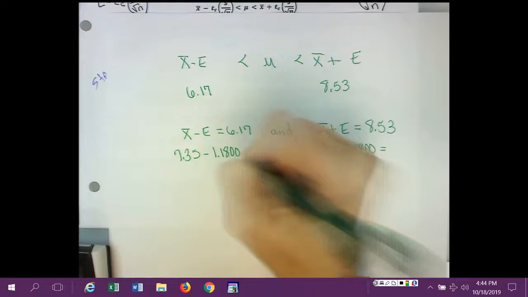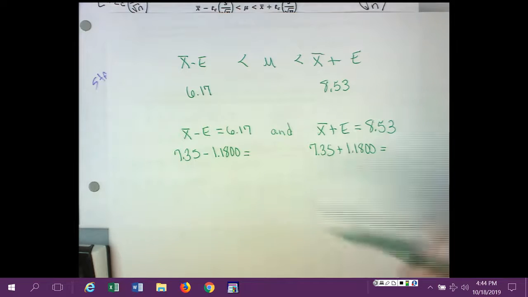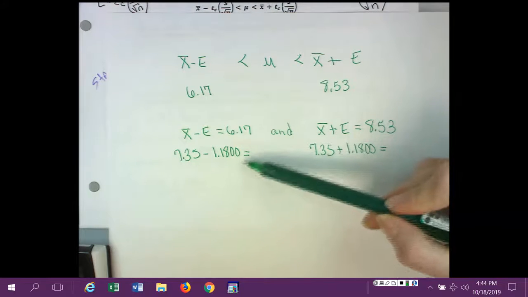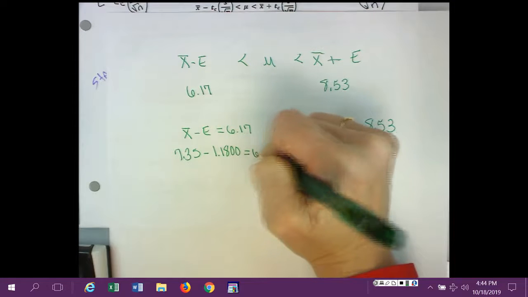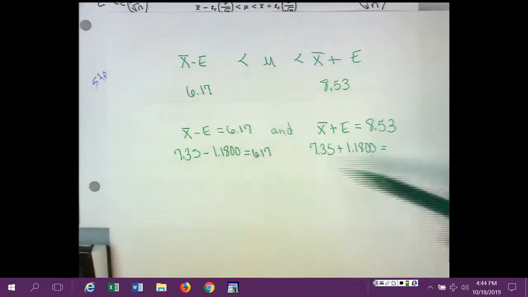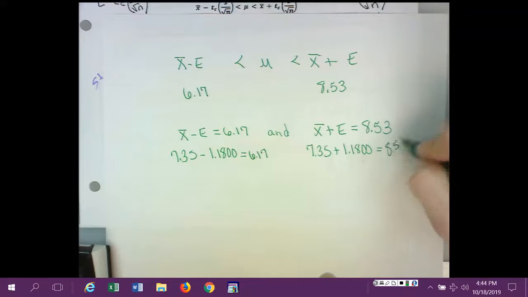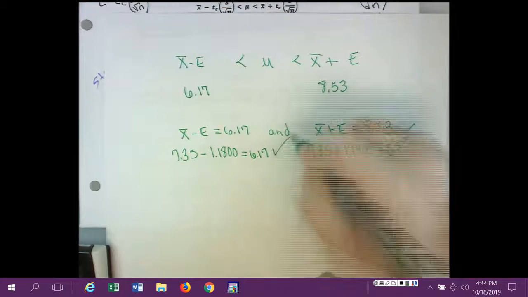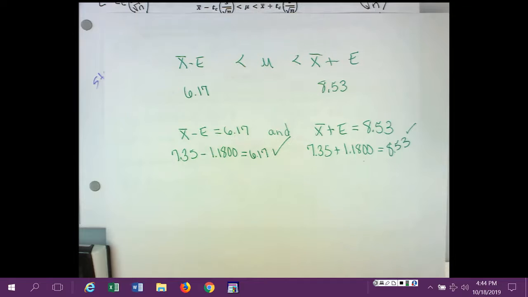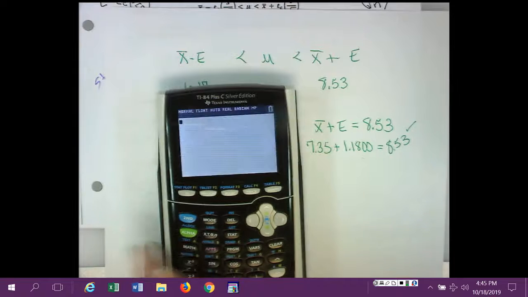Check it out. When you subtract on this side, do you indeed receive 6.17? And when you add x bar plus E, do you indeed receive 8.53? Therefore, our answers are correct. The sample mean would be 7.35 and the margin of error would be 1.1800. And I will show you the calculator.